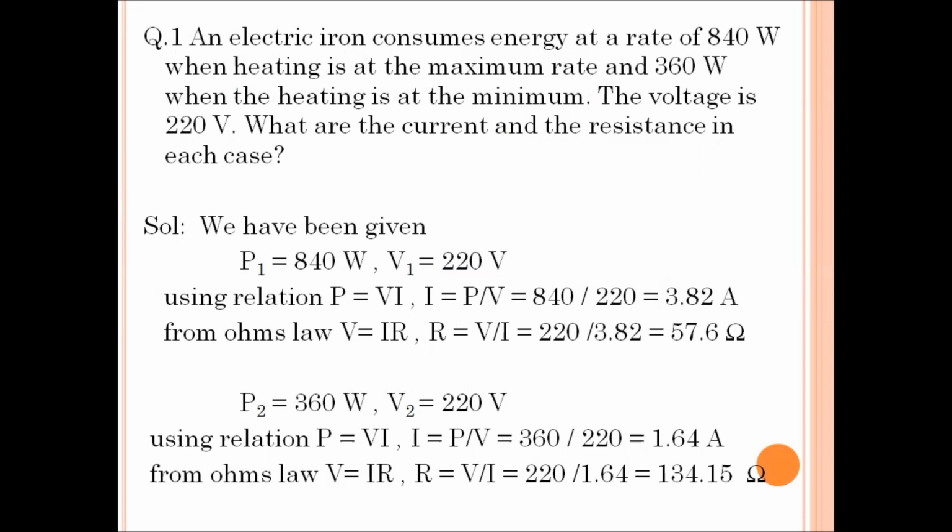We have been given electric power of 840 watt when heating is at the maximum rate and 360 watt when the heating is at the minimum rate. Using the electric power relation P equals VI and Ohm's law V equals IR, we can calculate electric current and resistance in both the cases as shown.